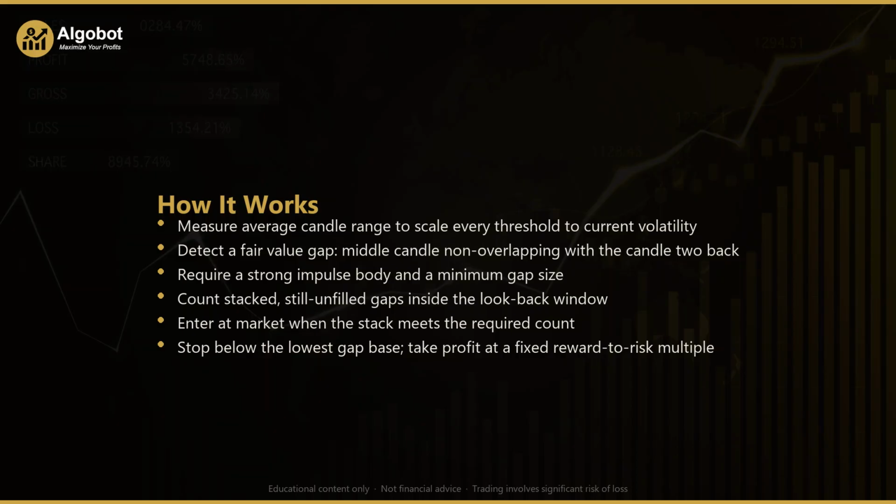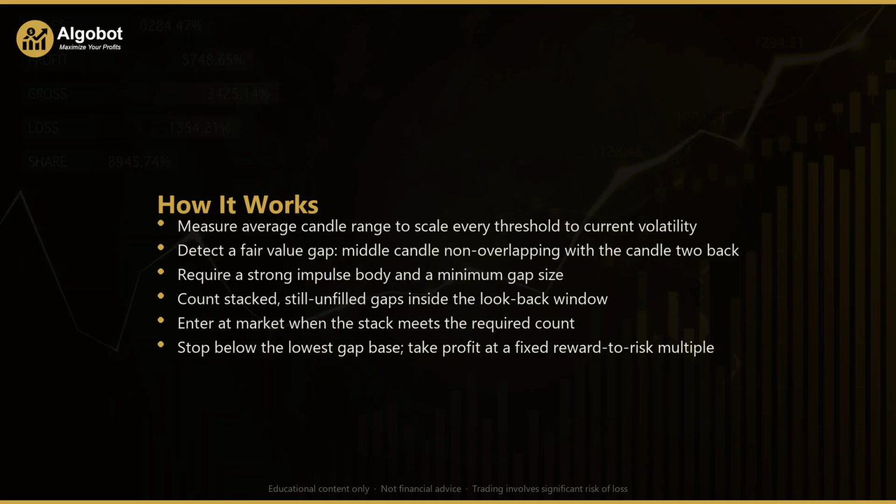First, the strategy measures volatility. It adds up the high-to-low range of the most recent candles, by default 20 of them, and divides to get an average candle range. This average becomes the yardstick for everything that follows, so the strategy automatically adapts to quiet or busy markets. From that average, it derives three thresholds.